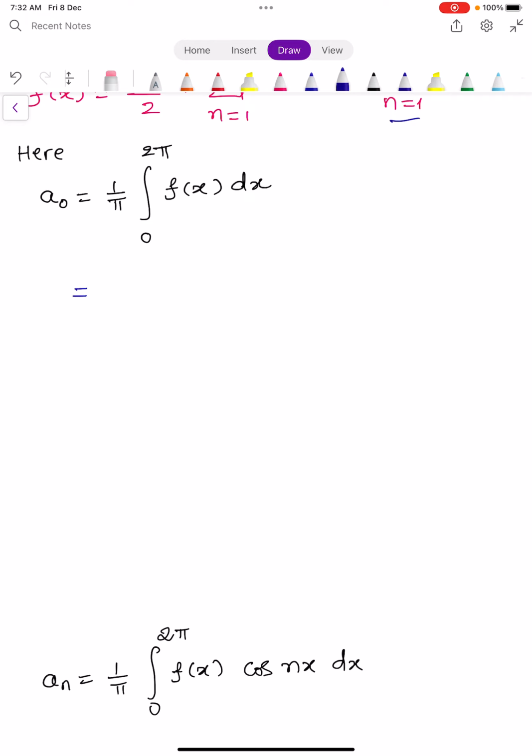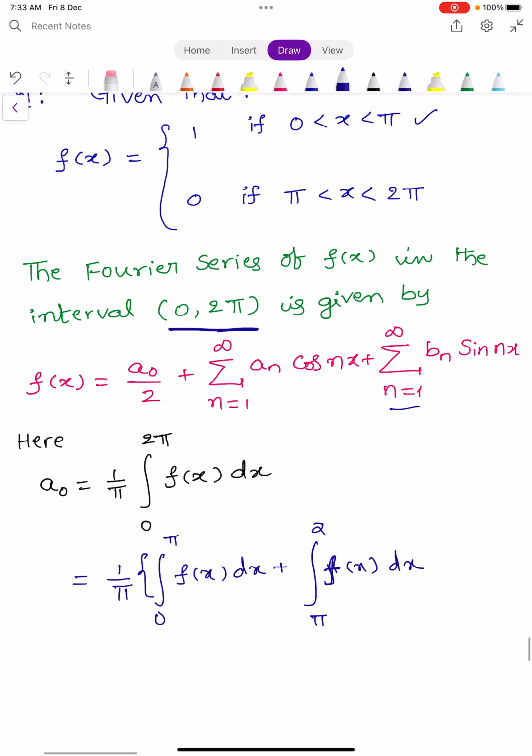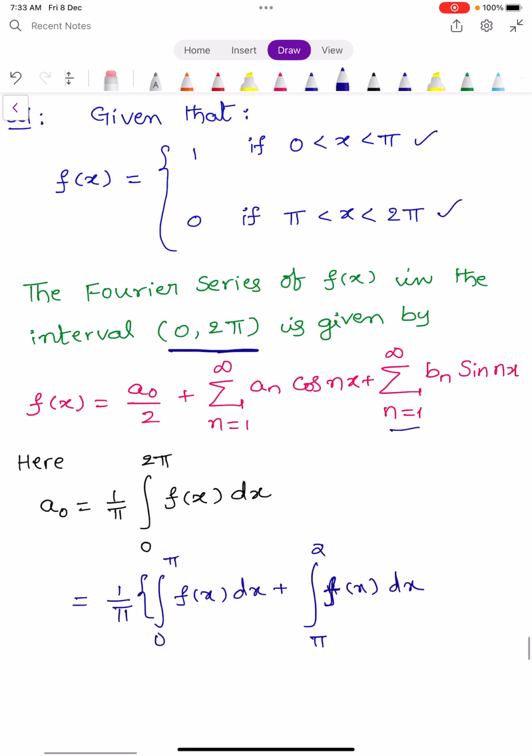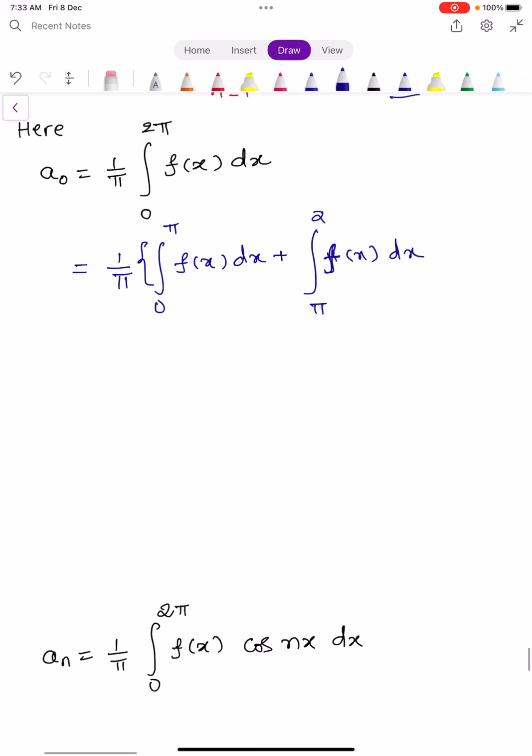According to the definition of our function, this is 1 by pi, integral 0 to pi f of x dx plus integral pi to 2 pi f of x dx. According to the given interval, we divide the integration limits into 0 to pi and pi to 2 pi. You see there, if x lies between 0 and pi, the value of the function is 1. If x lies between pi and 2 pi, the value of f of x is 0.